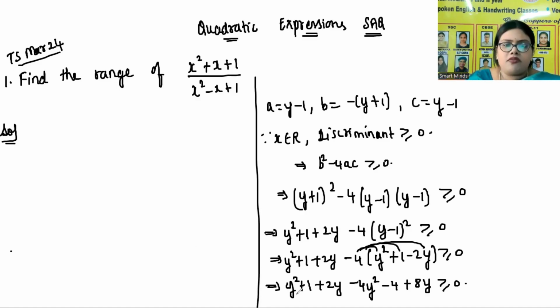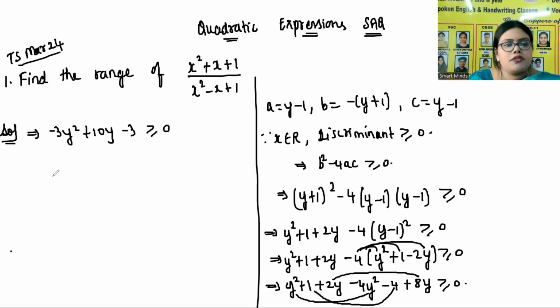Now we need to solve this. y square minus 4y square is minus 3y square. 2y plus 8y is 10y. Then 1 minus 4 is minus 3 greater than or equal to 0. Whenever the y square term is negative, we take minus common. If we take minus common, signs will change. So minus 3y square will become 3y square, plus 10y will become minus 10y, minus 3 will become plus 3. And the inequality also changes. Greater than or equal to will become less than or equal to 0.